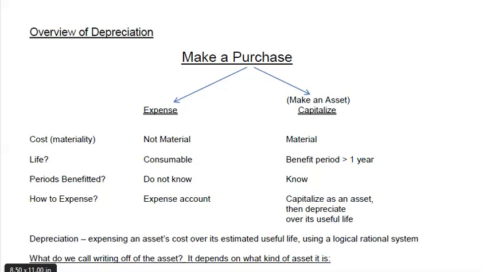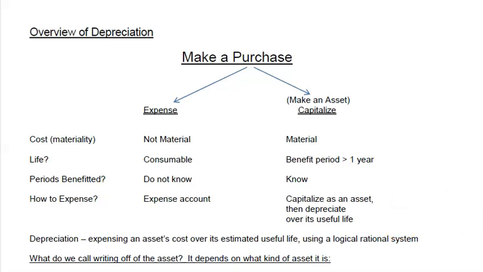Hi, everybody. I just wanted to give you a quick overview of depreciation. I've covered this in a previous video, and I hope you'll take a minute to watch it. You have to look at what you're buying and decide whether to expense it, which is write it off immediately, or capitalize it, make it an asset, and then write it off over the period of time that it's benefiting you. So there's some criteria that you go through.